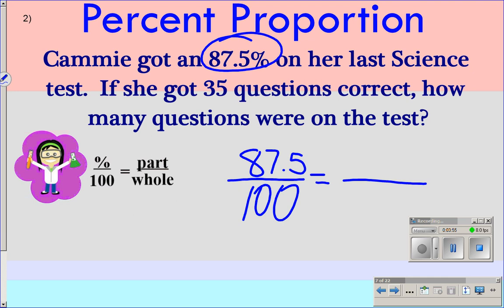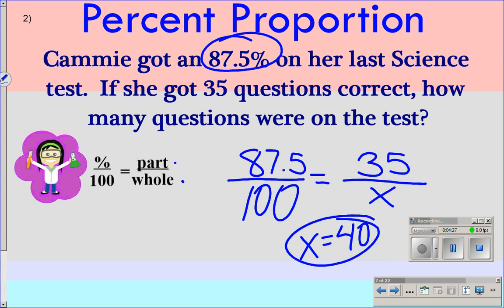The rest of the problem says if she got 35 questions correct, how many questions were on the test? So you've got to ask yourself, the 35 questions that she got correct, is that just a part or is that the whole amount? Well, that's what she got correct, so that's just the part. What we're trying to find out is the whole number of questions on the test. So go ahead and solve your proportion. You find out that there are 40 total questions on the test. All right, a couple more.